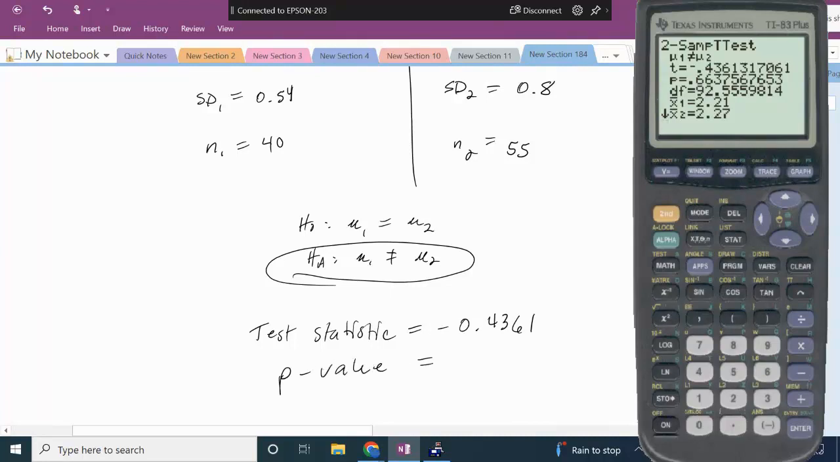Okay. And also we're given the p-value as 0.6638. All right, so if I go 4 decimal places, 7. I look one number to the right. That's 5 or greater, so I'm going to round that up to 8. 0.6638.